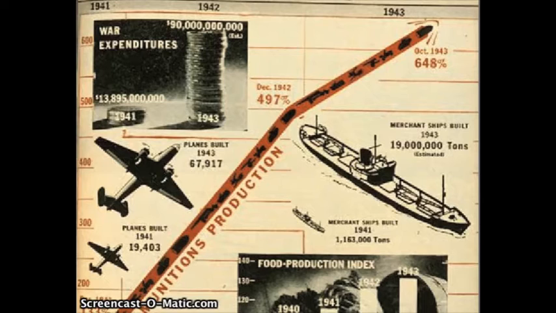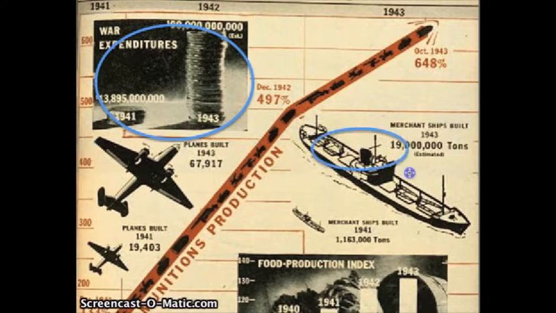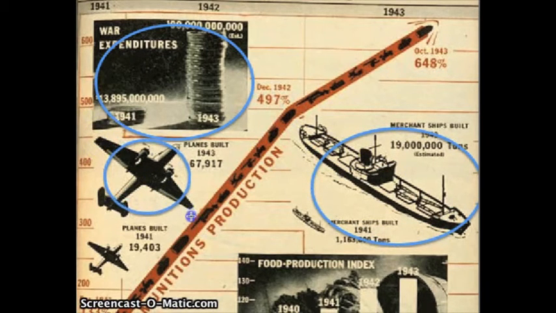The first step of using a primary source is to observe. When I observe this image, I see at the top left corner it says War Expenditures and has a picture of stacks of coins. Next, I notice images of warcraft that are consistent with those used during World War II. Then I notice the text that says Munitions Production.